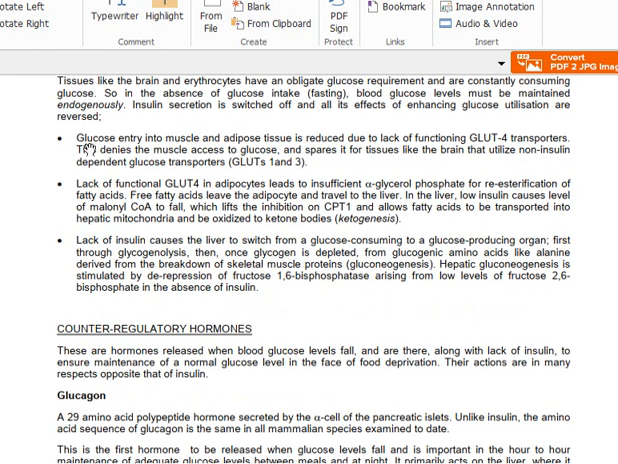Now, the next thing is that the lack of function of glucose transporter 4 in adipocytes is going to result in insufficient alpha glycerol phosphate for re-esterification of fatty acid. Is it clear? So you don't have enough glucose for alpha glycerol phosphate, because glucose is the one that produces the alpha glycerol phosphate used for the esterification reaction for the production of triglycerides from fatty acid and glycerol. Is it clear? So when you want to esterify fatty acid and glycerol to produce triglycerides, there is not going to be that glucose that produces the alpha glycerol phosphate.